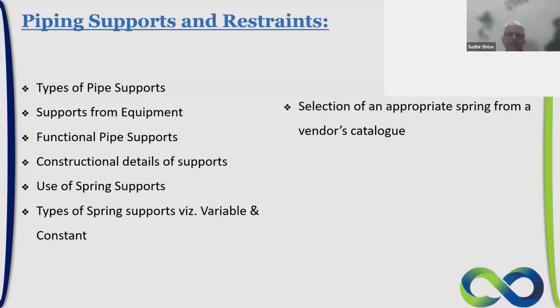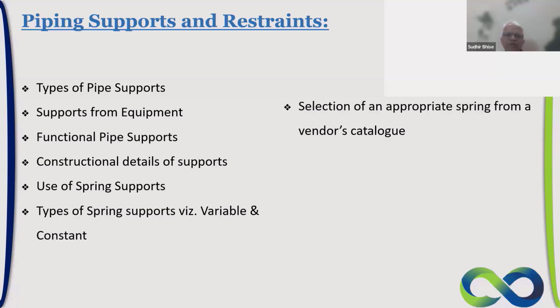The restraints and the supports are going to play a very important role in the design of the piping system, or the stress analysis of the piping system. So we are going to study the various types of supports from the construction point of view or the functional point of view, and how they are constructed at site. That also we are going to see.